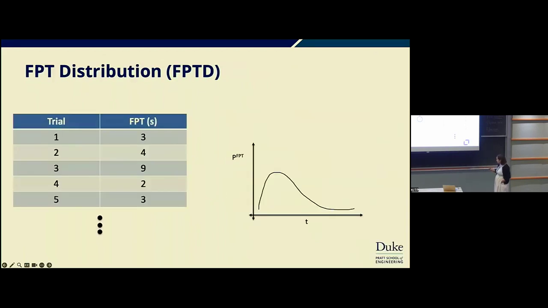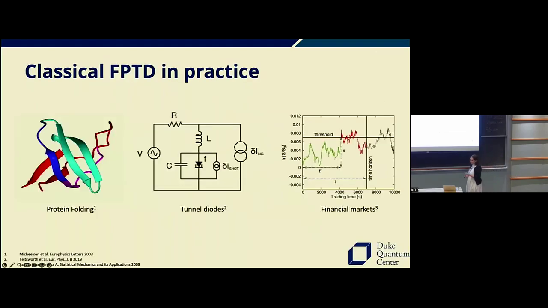Okay? And so then you put all these trials together, and you can construct a first passage time distribution, which is essentially the probability of first passage versus time. Classically, these are used in all sorts of places. For example, analyzing the free energy landscape in protein folding, trying to find the moment that the protein folds into place. Another example is looking at noise-induced switching in tunnel diodes, and then even something like financial market behavior, looking at risk control and algorithmic trading. In this case, the barrier, the threshold, is some price in the stock, for example. So you can use these first passage time distributions to study these processes and learn about them.